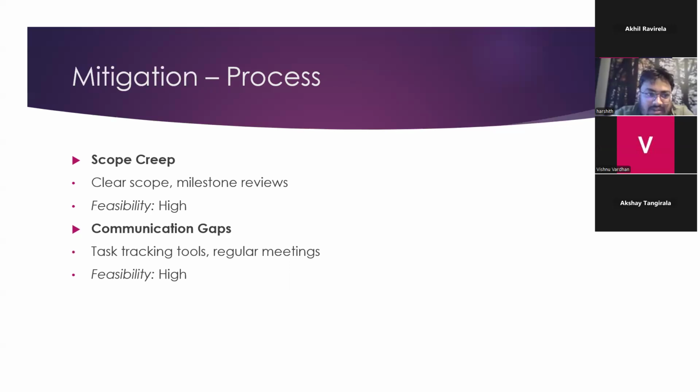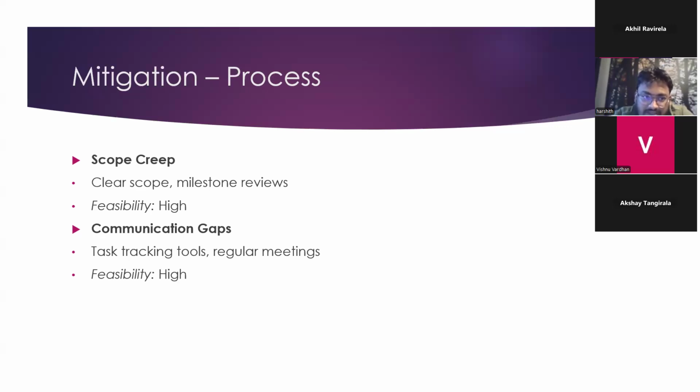Today I'm going to explain about mitigation of process risks. Process risks can be managed through clear project scoping and milestone reviews, avoiding scope creep, and change control policies. Also, using task tracking tools and scheduling regular sync meetings will improve communication and coordination across departments.